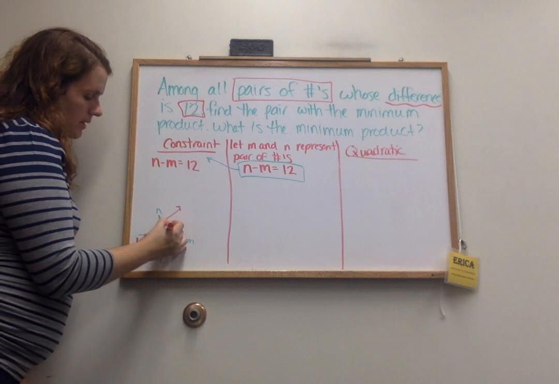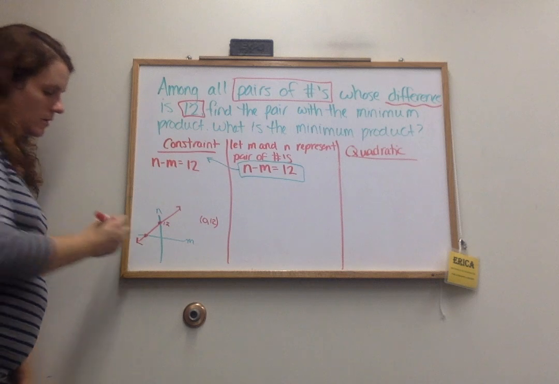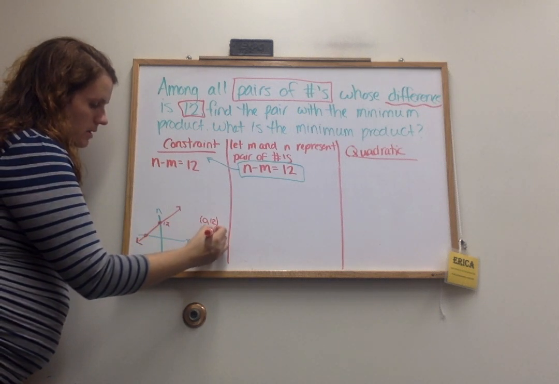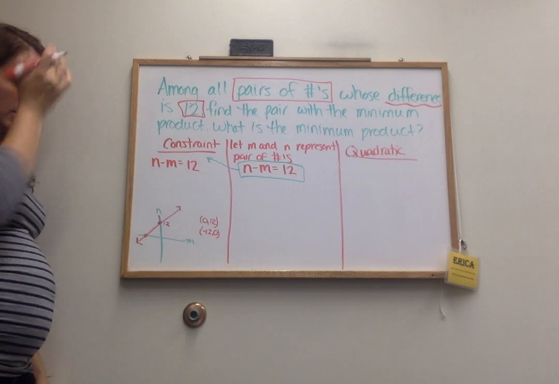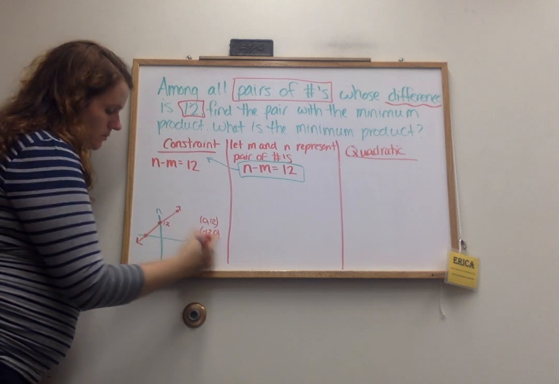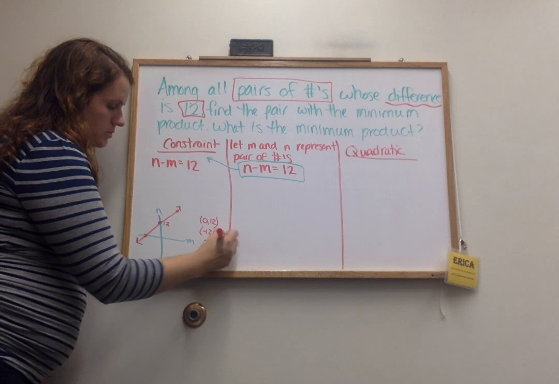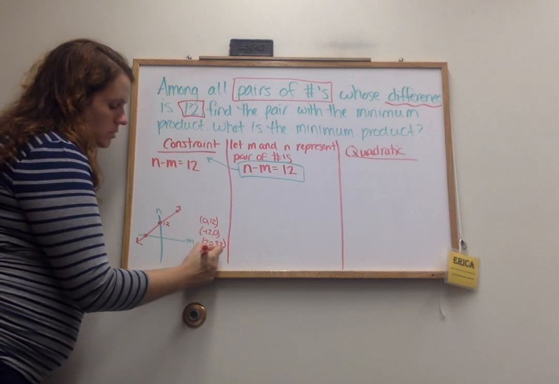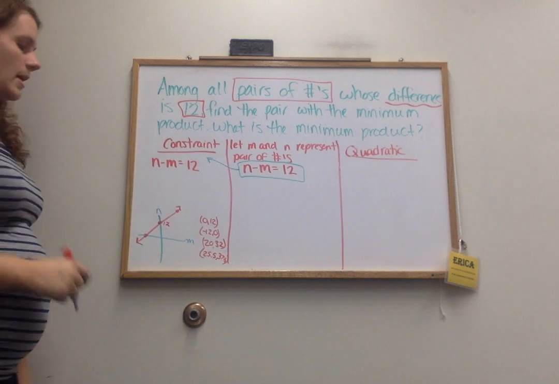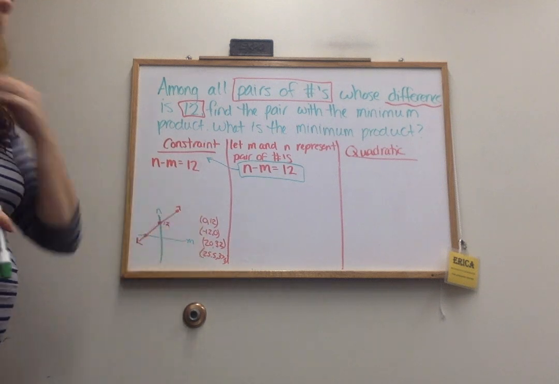So this would be something like the point 0, 12. 12 minus 0 is 12. Or negative 12 and 0. 0 minus negative 12 is 12. Or you could have something like, let's say 20 and 32, right? Or 25 and a half and 37 and a half. Okay, all of these pairs, any pair that's on this line, has a difference of 12.